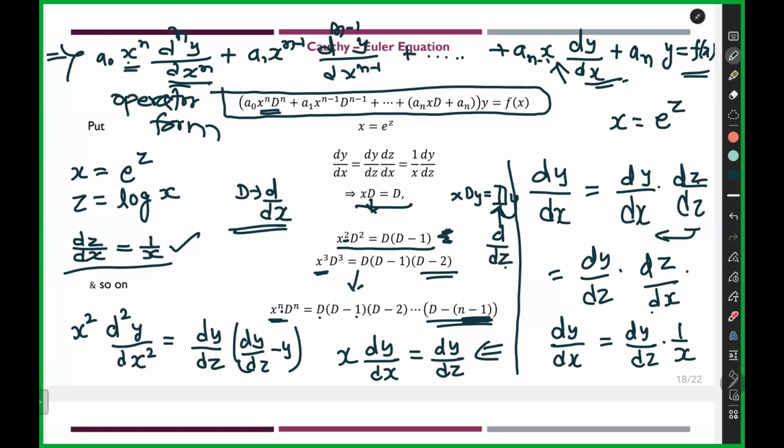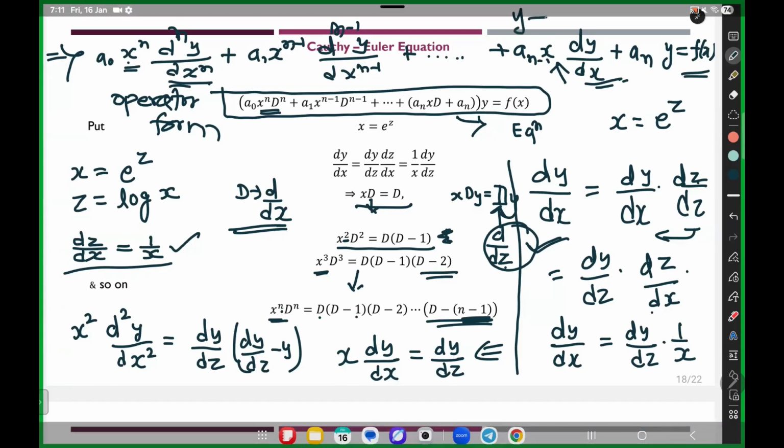Then you are converting this equation into a differential equation with constant coefficients. Then you solve the equation, considering terms like dy by dz and d squared y by dz squared, and you will get the solution in the form of y as a function of z.